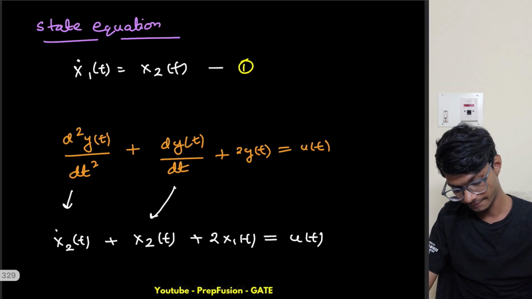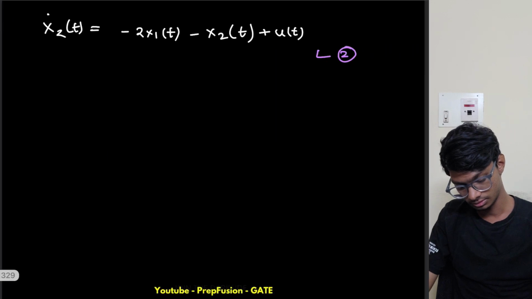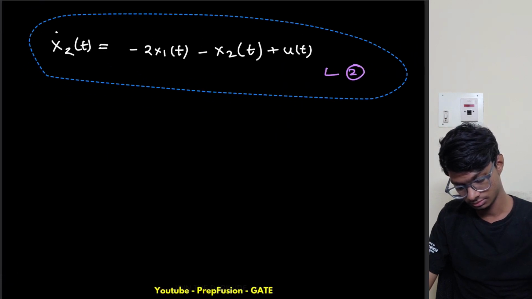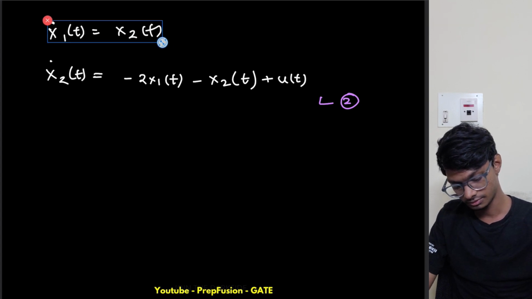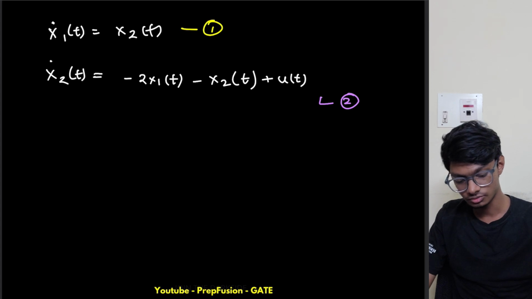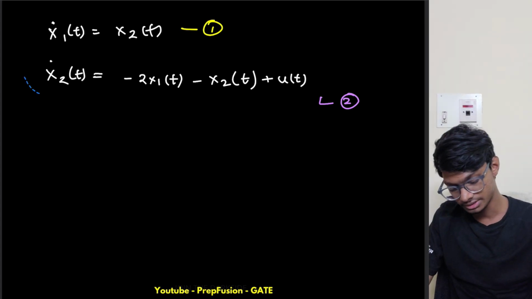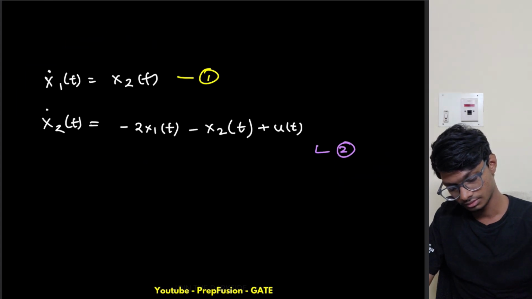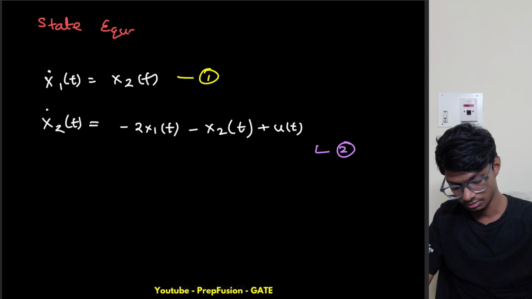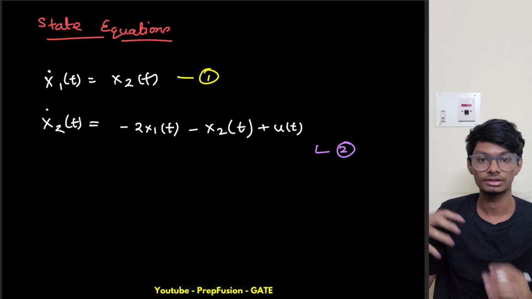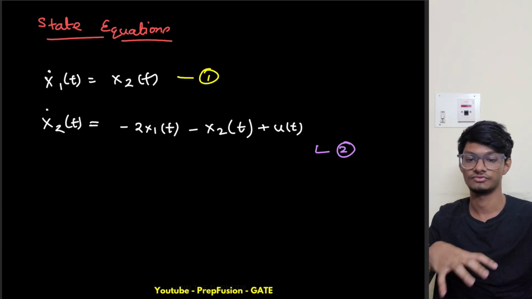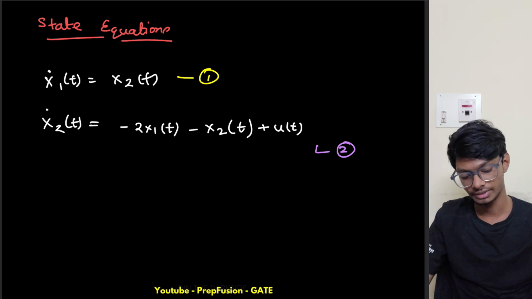Let me copy this equation again. Let me write this here. Okay, this is the first one. So I can convert this into a matrix format. These are my state equations, where I converted a higher order differential equation into first order differential equations. Now how to write this in matrix format?